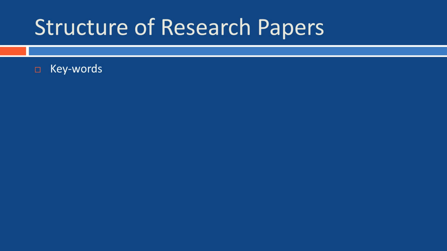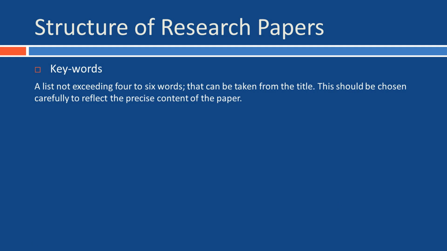Then we write keywords of the research paper. Keywords are a list not exceeding 4 to 6 words that can be taken from the title of the paper. They should be chosen carefully to reflect the precise content of the paper. For example, if you are writing a research paper related to fluid dynamics, you should write keywords related to fluid dynamics. If you are working on laminar flow or turbulent flow or nanofluid, you should write some key concepts in the keywords.